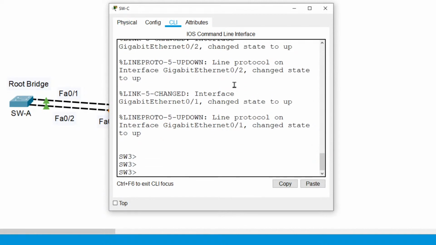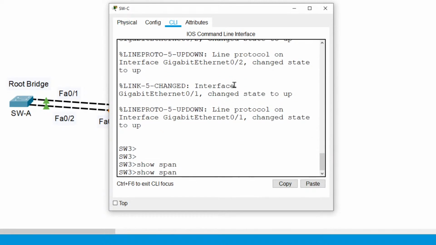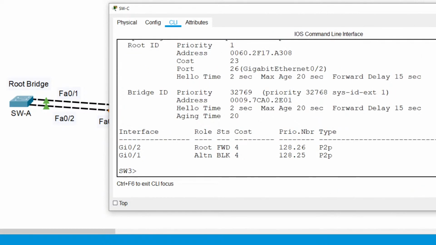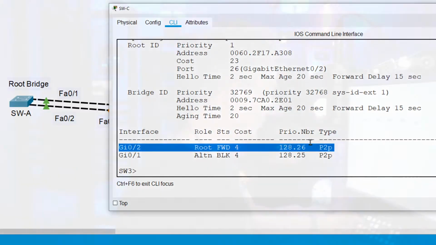And we'll just show spanning tree. There we go. Let me bring that up a little bit bigger so we can see it. Yep, there it is. All right. So the root port is that guy. So here's the moral of that story. The moral of that story is when you hear something, study something, lab it up.